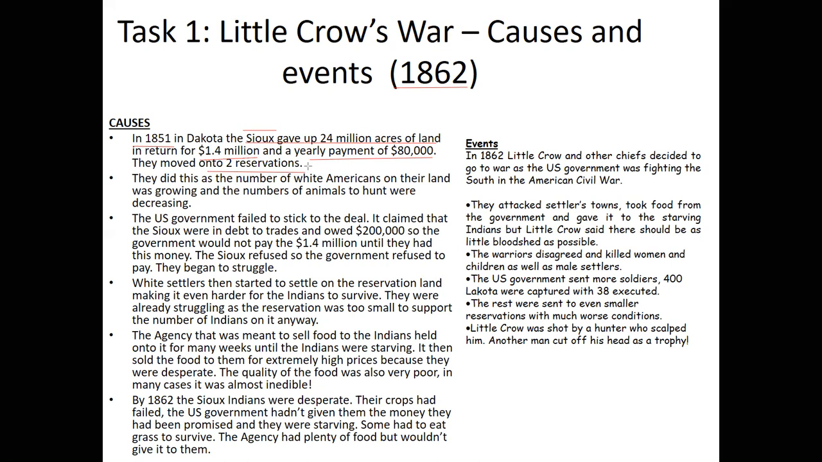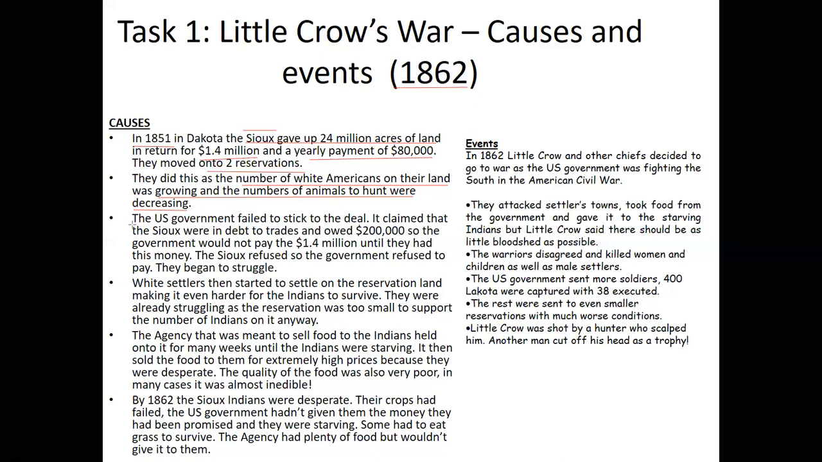The reason that the Sioux gave up their land, the second bullet point here, is because the number of white Americans who were beginning to settle on their land was growing, and the number of animals to hunt were decreasing. So the Sioux knew that because there were so many white settlers moving onto their land, they weren't going to have as many animals to hunt. They weren't going to have the buffalo to hunt. So by agreeing to go into a reservation, they knew that the government would look after them, hopefully, and they would get their food through the government.